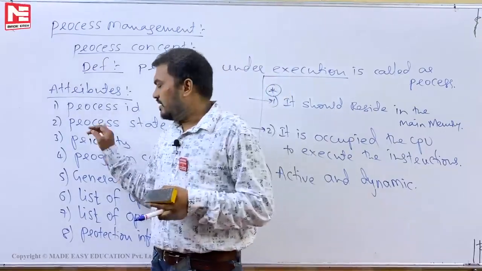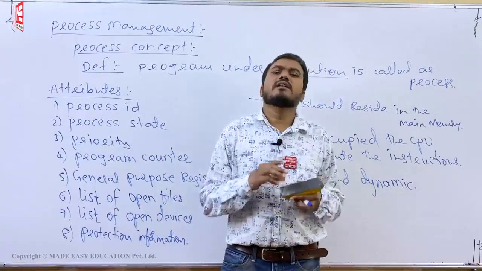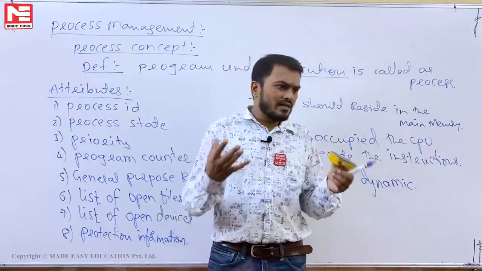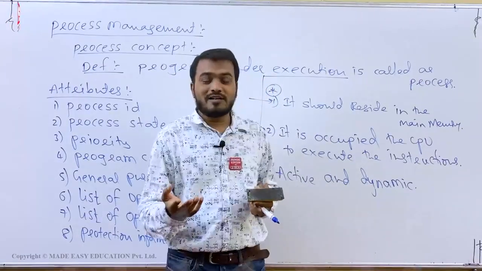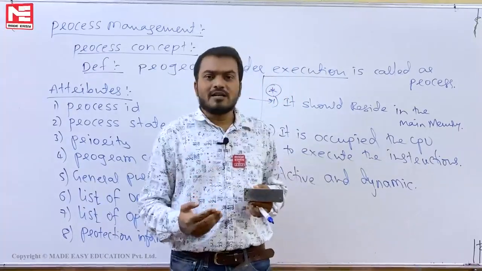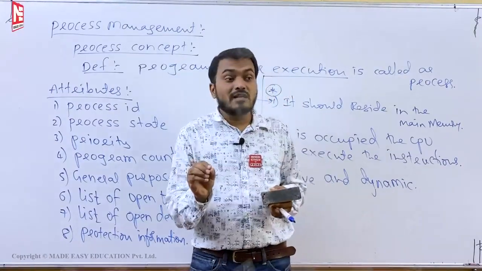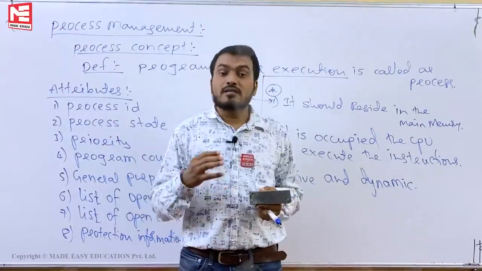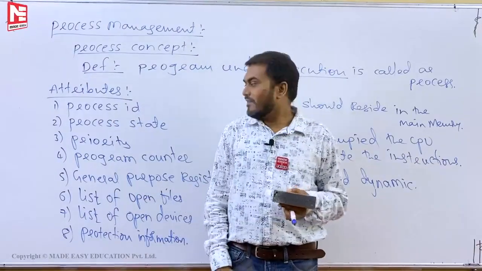Now understand here, process state means a process is going to have various different states, which we are going to study after this. A process will have various states like new state, ready state, running state. If you have already studied, you may remember some states. We are going to discuss all that. So in which particular state the process is currently residing, that state information is maintained in the process state attribute. So that is about process state.